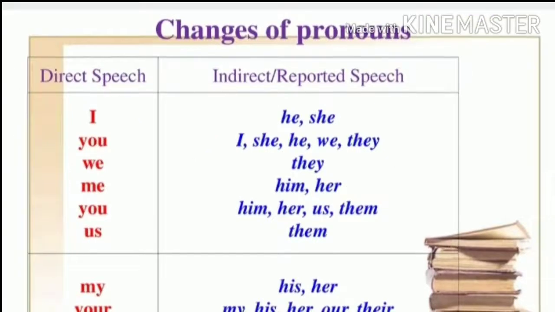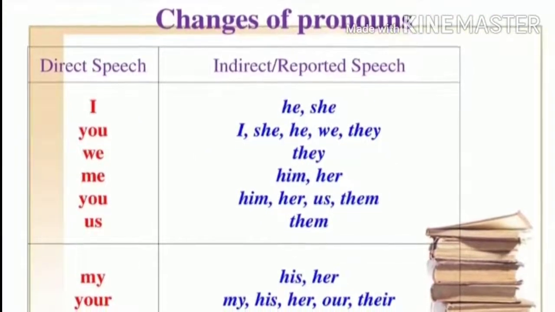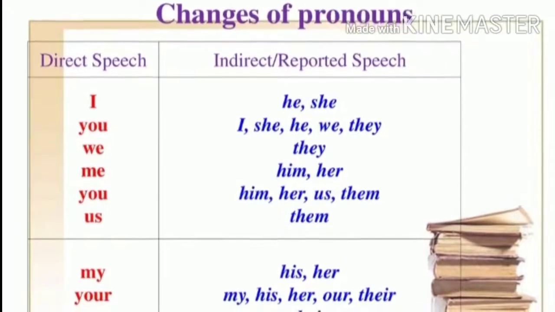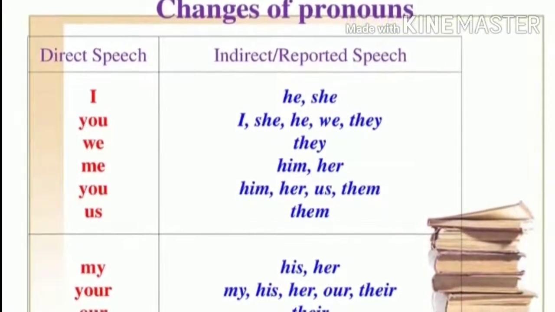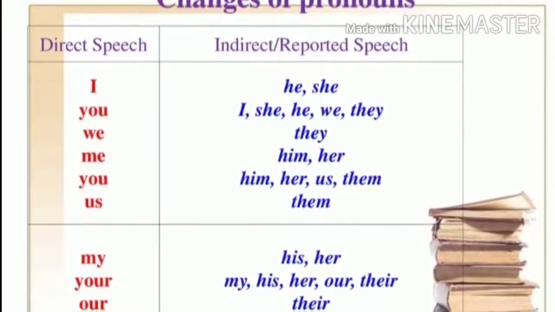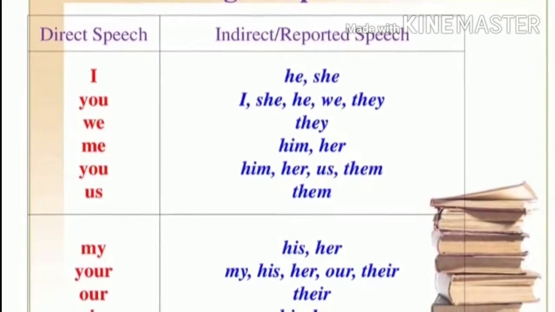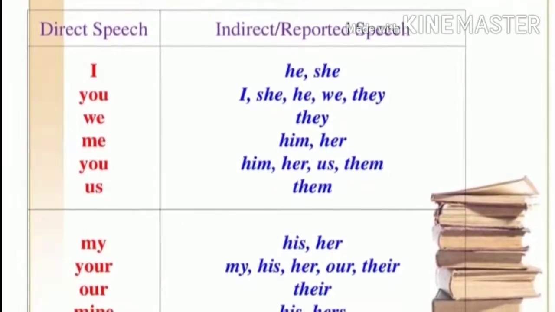So here we go. Students, have a look at this table, changes of pronouns. In direct speech, I is given, so in indirect speech it will become he or she accordingly. You will be changed to I, she, he, we, they according to the question, your statement. Then we will be changed to they, me will be changed to him or her. You will change to him, her, us, them according to the subject, right?